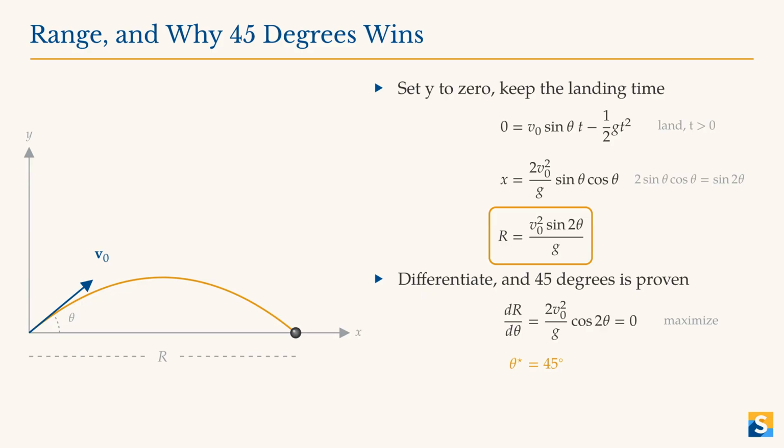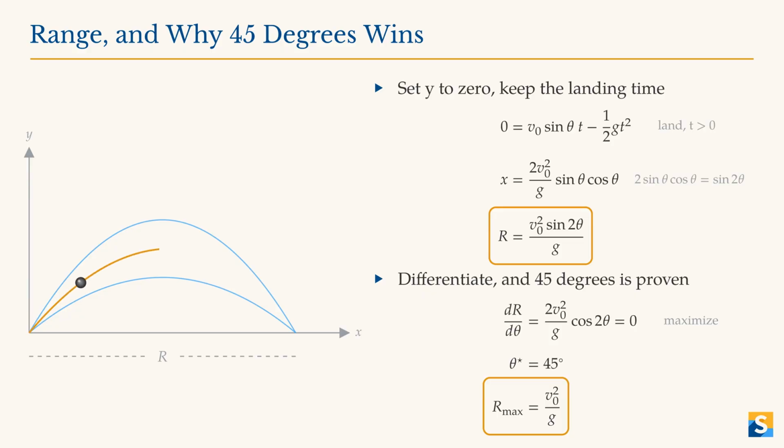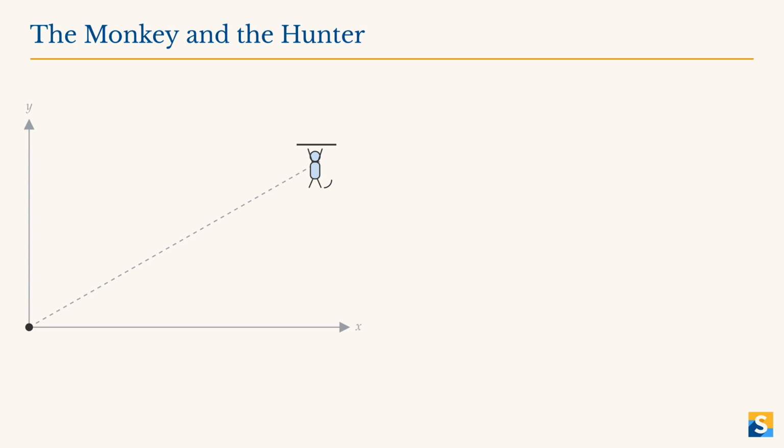45 degrees, now proven rather than guessed. And the maximum range is v0 squared over g. The fan agrees. Every neighbor of 45 lands shorter on either side. Time to test these formulas on something alive.